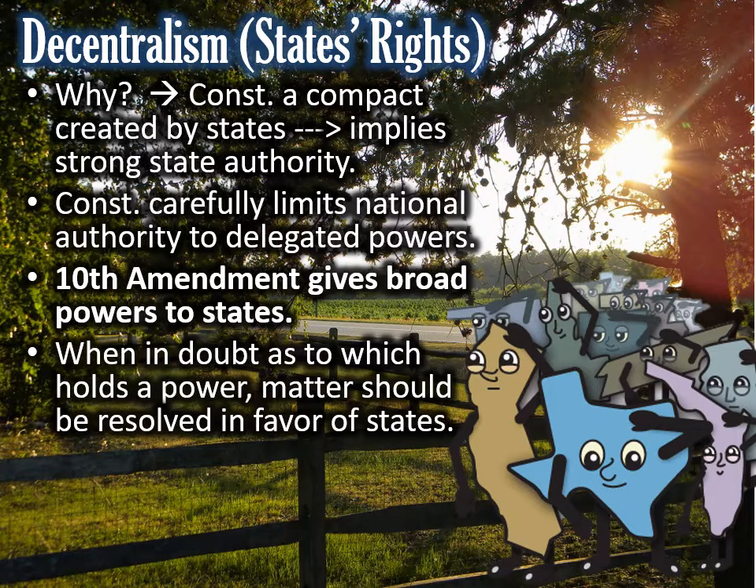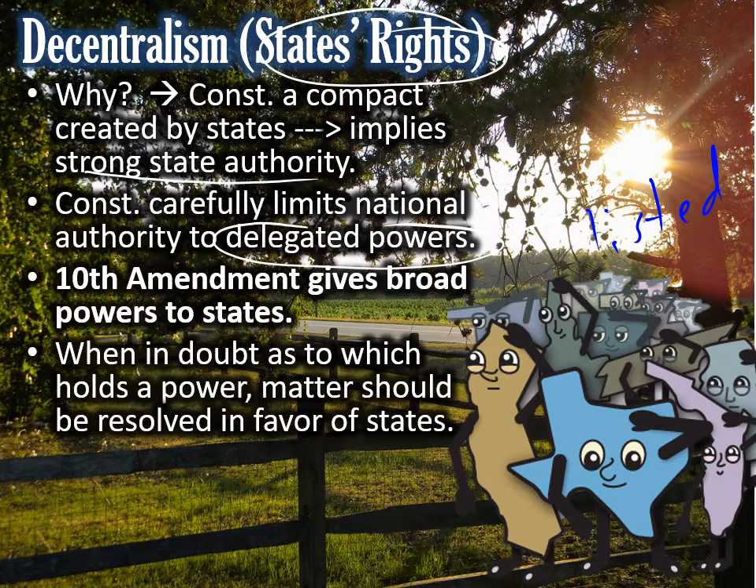Okay, so we start our notes with two different arguments. If you look at your notes, there's the decentralism argument, which is people in favor of states' rights, and there's the centralism argument. So why would you be in favor of decentralism or states' rights? Because the Constitution was an agreement or a compact by the states, which implies strong state authority. The Constitution carefully limits national authority to only delegated powers, only those listed in the Constitution. The 10th Amendment gives broad powers to the states, and when in doubt as to which holds the power, matters should be resolved in favor of the states.